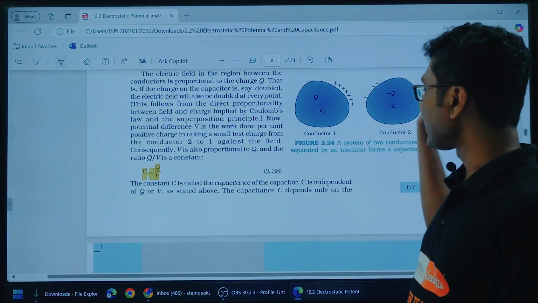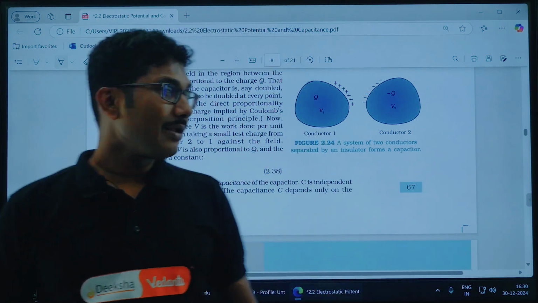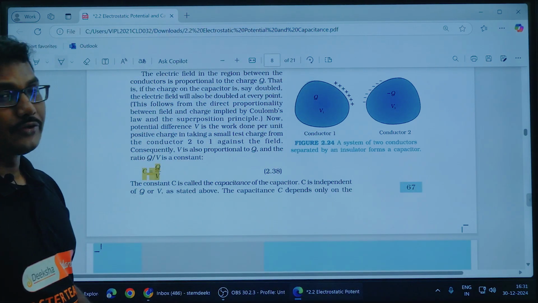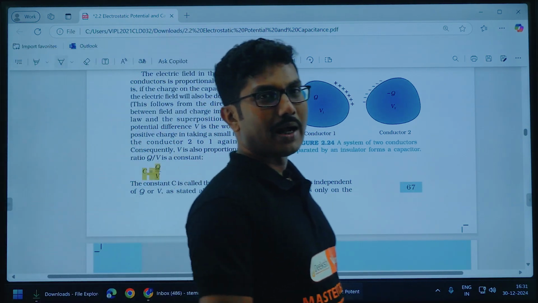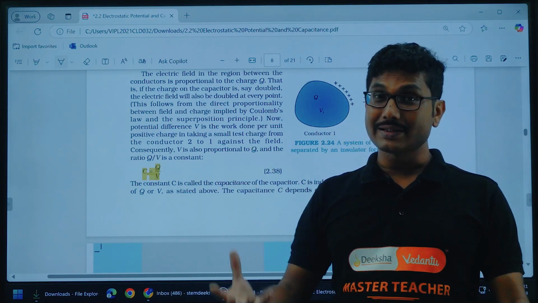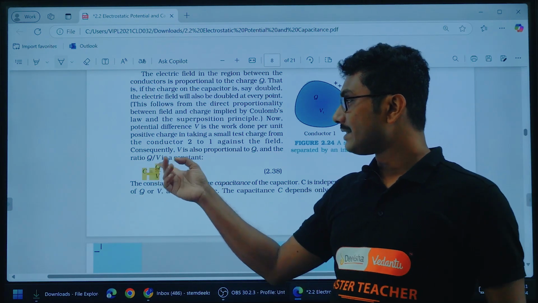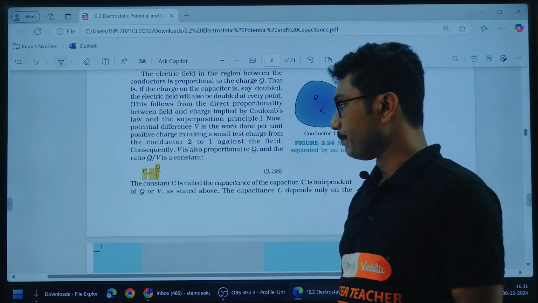So, capacitors and capacitance, you can read all this text that is given here, but the main part is this: Q is equal to CV, or C is equal to Q by V. A capacitor is a device which is used to store charges. So, we need to know how much charge it can store. So, capacitance is defined by Q by V.